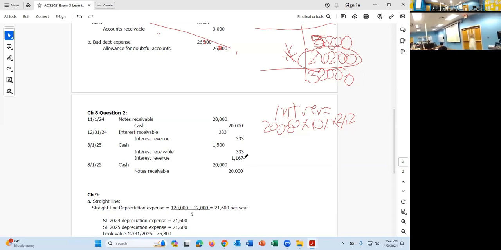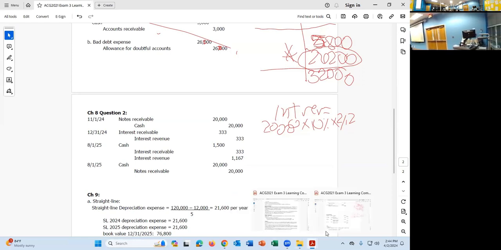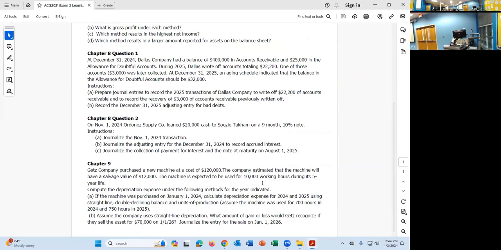All right, so let's think chapter 9. Because chapter 9 is where we look at purchases of long-term assets, depreciating those assets over their useful life, and then disposing of those assets. So the question here primarily pertains to depreciation. Just a couple things in advance of that.